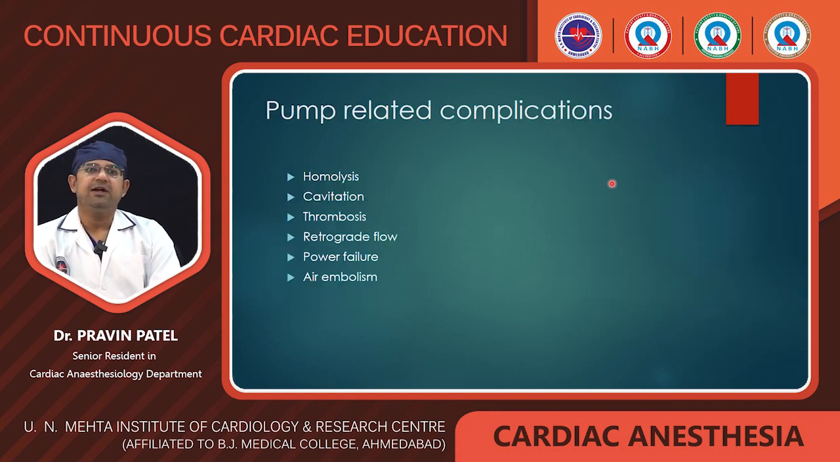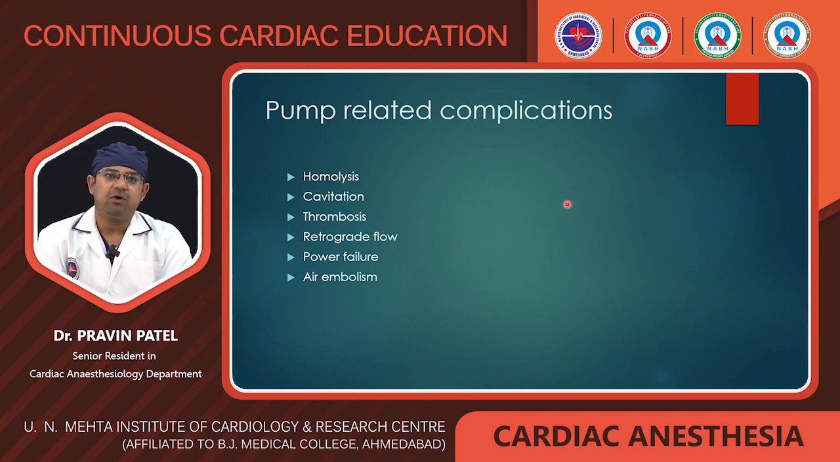Now, what are the pump related complications? Hemolysis, as I already told, is because of the increased contact period and the presence of excessive pressure, especially in the roller pump. Cavitation is because of the excessive negative pressure in the drainage cannula. Thrombosis occurs if the flow decreases, or if the lifespan of the oxygenator is exceeded, then there are high chances of thrombosis.